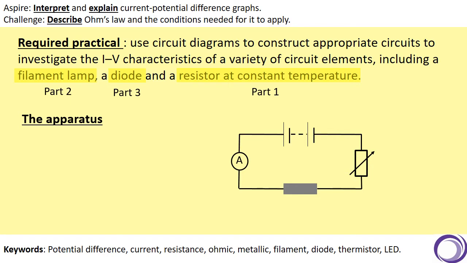So there's something missing there. What I've got missing now is the voltmeter. The voltmeter needs to go across the component, so it's measuring the potential difference across the component that we're interested in. In this case, for part 1, it'll be the resistor.